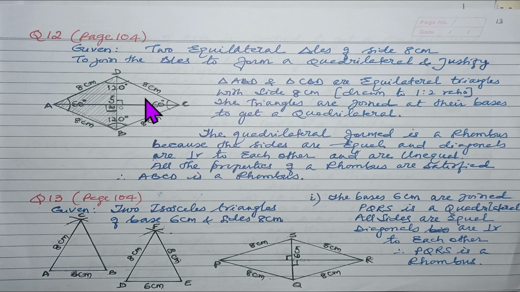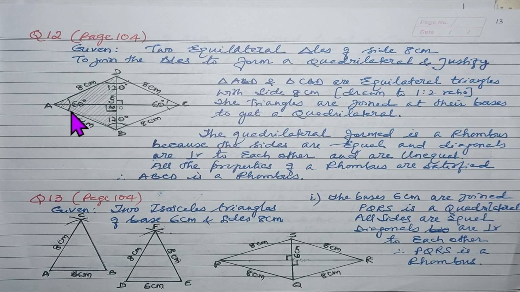Now we are given two equilateral triangles here. Triangle ABD and triangle CBD are two equilateral triangles and they are joined at their bases. We have to find out the type of quadrilateral formed and also justify it. If ABD and CBD are equilateral triangles, then AD, AB and BD are equal. So also CB, CD and BD are equal.